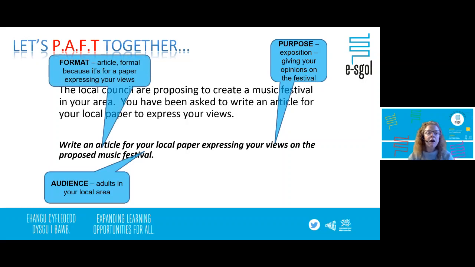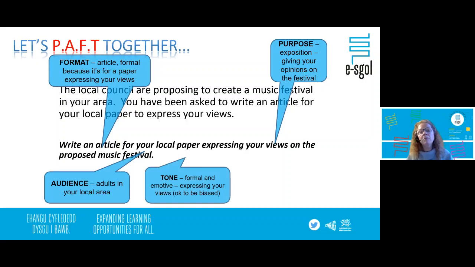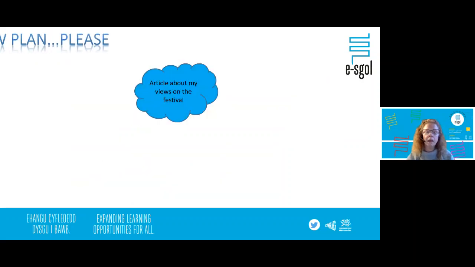Format, I've got to write an article. It says write an article. It's going to be pretty formal because it's for a paper, but it is going to be expressing my views, so it can be personal. Tone, formal. It's emotive, but because I'm expressing my views, it's okay to be biased. I don't necessarily have to balance my arguments here. I can say how I feel about it. All right, so that's just one way to approach it, and just doing that quickly in the exam might make the difference for you in terms of preparing yourself for the task that you're about to do.